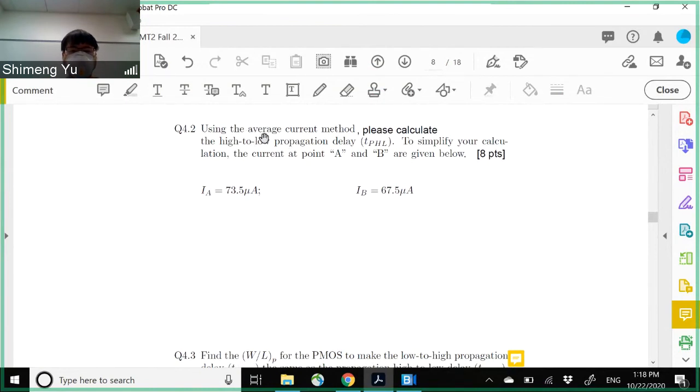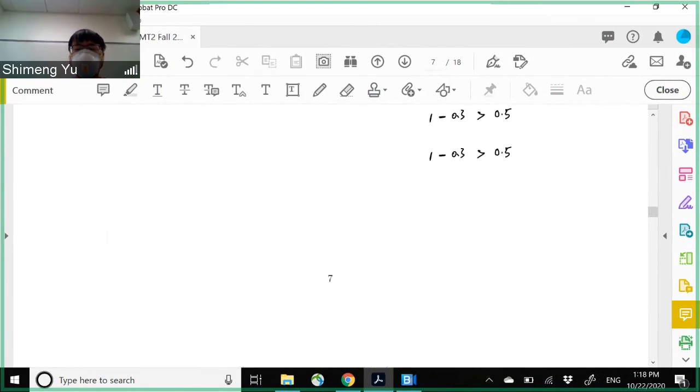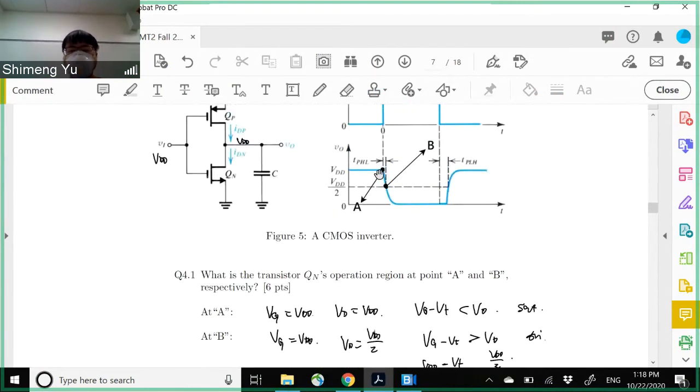And then it asks to calculate the TPHL using the average current method. To simplify your calculations, the current at point A and point B are already given as below. So that means the initial and the final current are given. Then to calculate the TPHL.